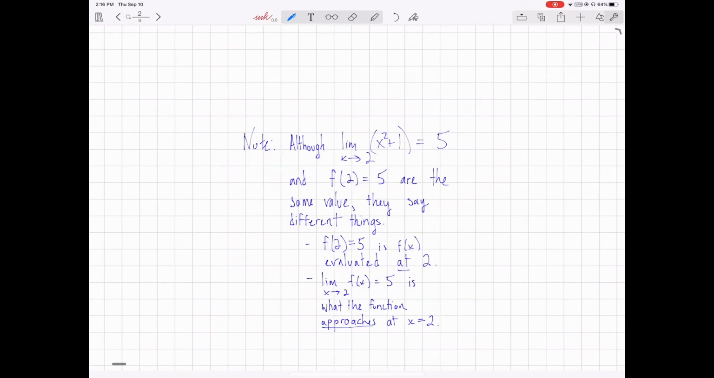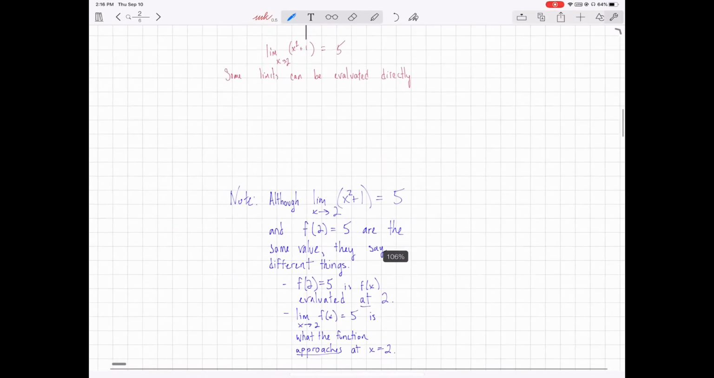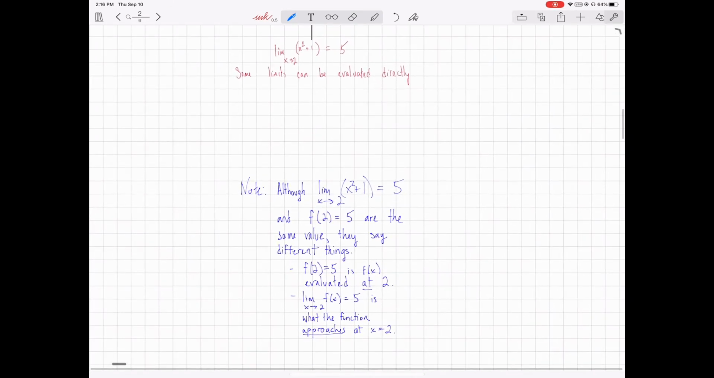Okay, now this is an important point here. So we just did that. We did the limit as x goes to 2 of x squared plus 1 is 5. And I just said, if you plug in the number 2, that also equals 5. So these things are true, okay, and they are equal to the same value, but they are not the same thing. So they say different things.